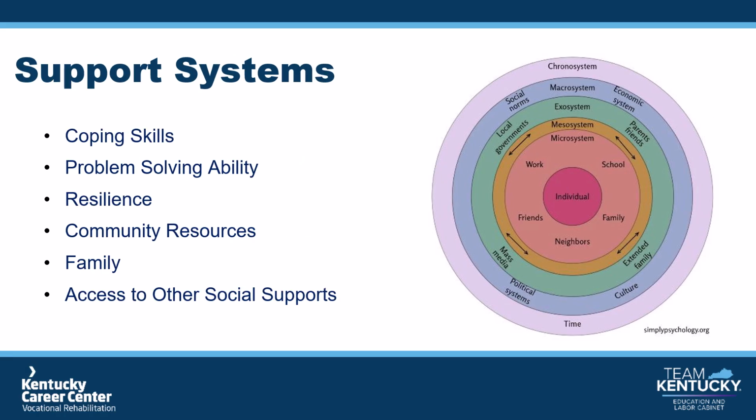The ecological model also illustrates how an individual reacts and adapts to stressors in their environment. Their reaction and adaptation can be influenced by their past experiences, support systems, and systems of oppression. Included in support systems are coping skills, an individual's problem-solving ability, their resilience, community resources they may have access to, and their family and social supports. Take some time here with this diagram and see if you can match which support systems belongs to which part of the ecological model.